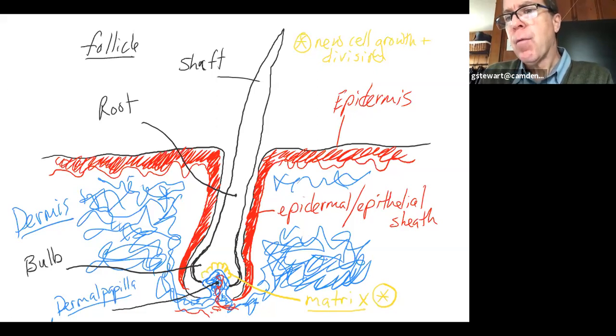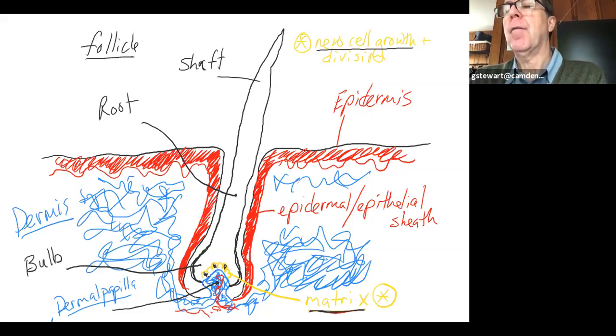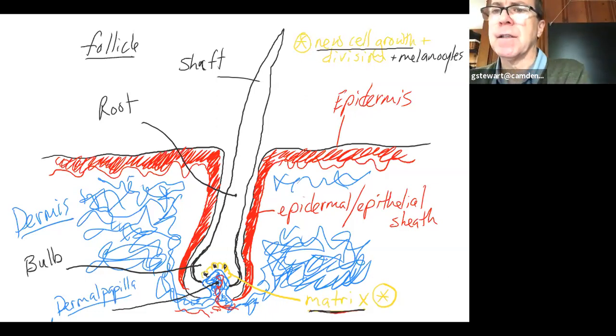And in the hair matrix, oops, I thought I had black. In the hair matrix, there are stem cells, so we get new cell growth. And we also have, guess what, melanocytes that give our hair its color, its pigmentation. So I'm going to put plus melanocytes. Those secrete pigment and give our individual hair its color.